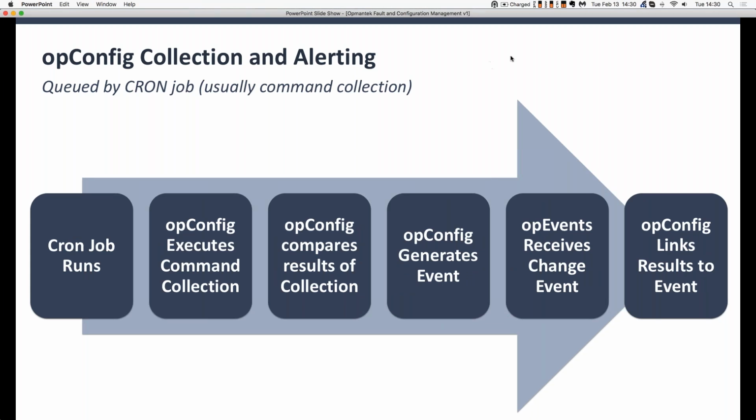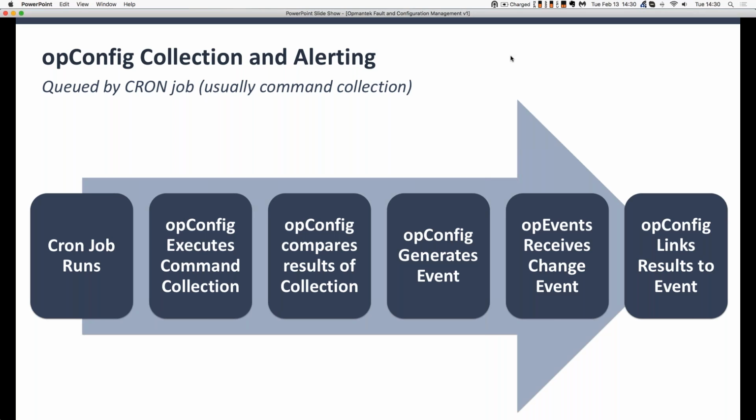So how does opConfig collection work if it's queued from a cron job? Again, the thought process of collecting configurations every hour or once a day. So a cron job runs. opConfig executes command collection. It might execute the hourly command collection. It compares the results of that collection, those commands, against the previous version. If there is a substantial change in the results, and that event is raised from opConfig, it'll actually generate an event that'll raise and link back into NMIS.